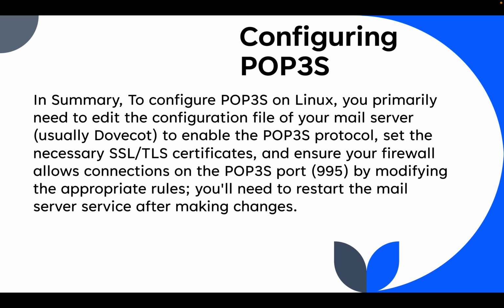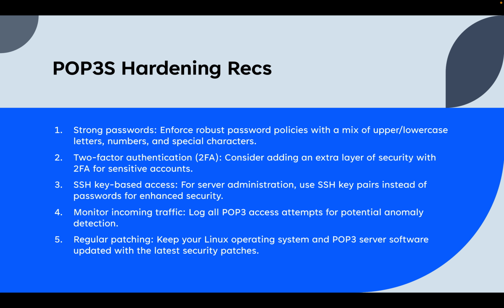In summary, to configure POP3S on Linux, you primarily need to edit the configuration file of your mail server, which is typically Dovecot, to enable the POP3S protocol, set the necessary SSL/TLS certificates, and to ensure firewall connections are on the 995 port. And then by modifying the appropriate rules, we'll need to restart the mail server service after we make changes.